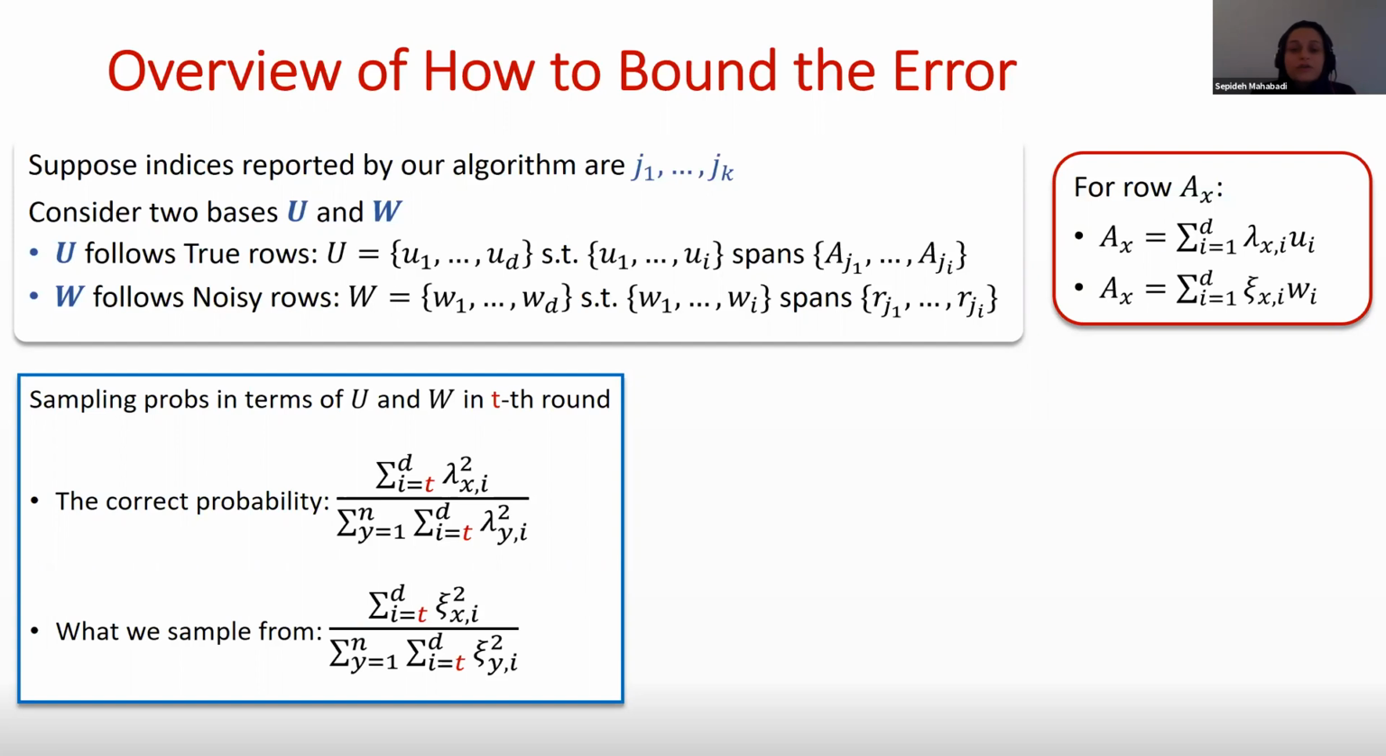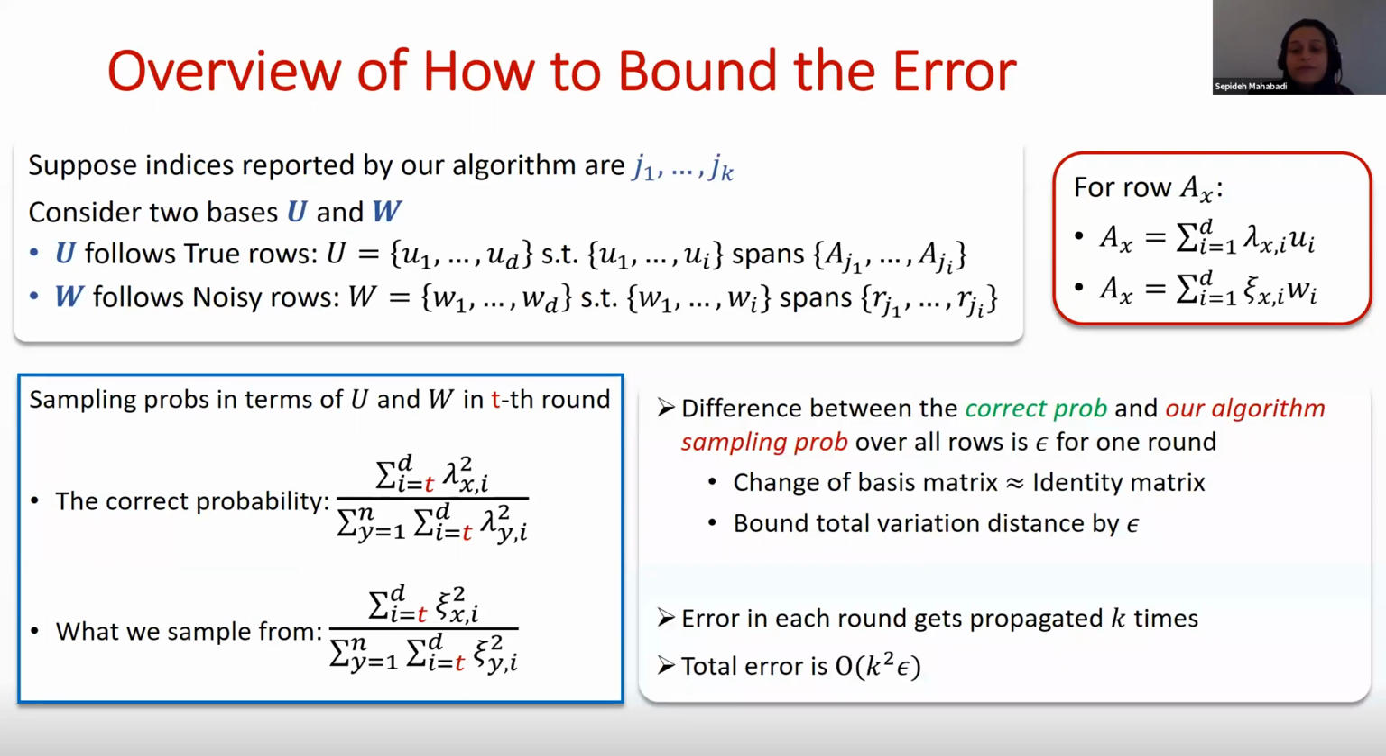Now, in order to show that the probabilities are not very different, we bound the difference between these two sampling probabilities summed over all rows. We do it by showing that the change of basis matrix from U to W is similar to the identity matrix, and therefore we can bound the total variation distance by a factor of epsilon. Also, when you have an error of epsilon in one round, it gets propagated in the subsequent, potentially k minus 1, rounds. Because we have k rounds in total, we get k squared times epsilon total variation distance between the probability distribution of our algorithm and the adaptive sampling.